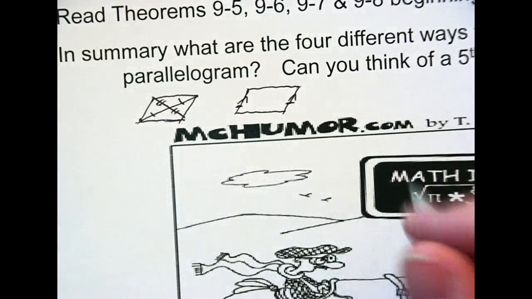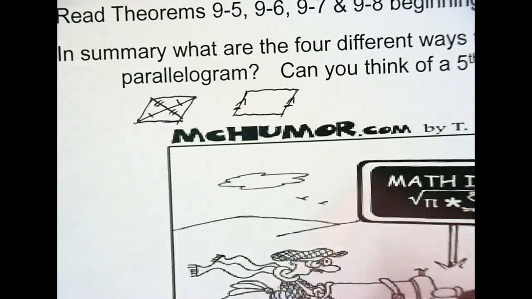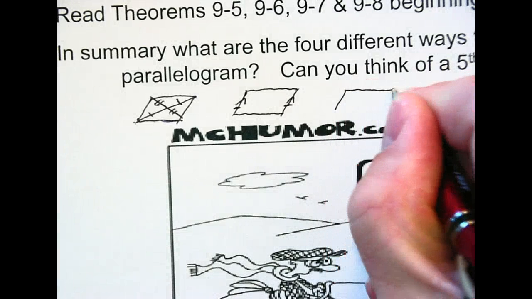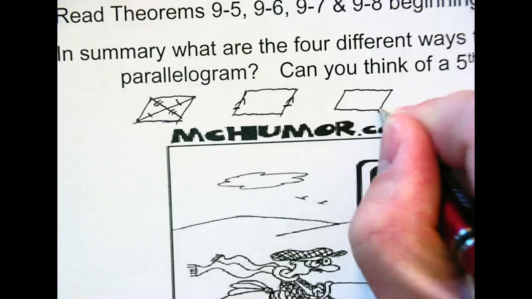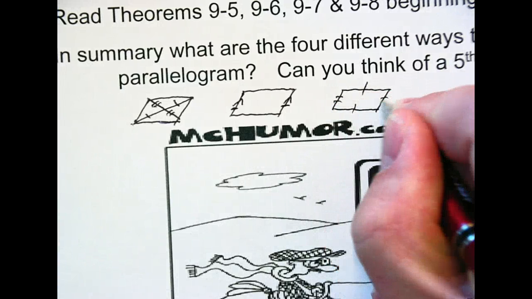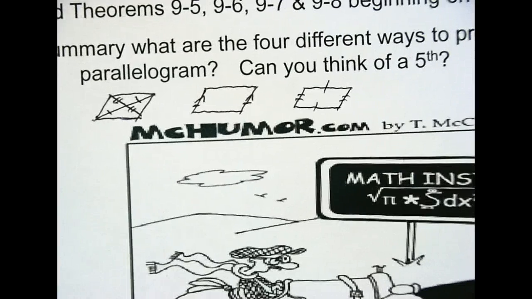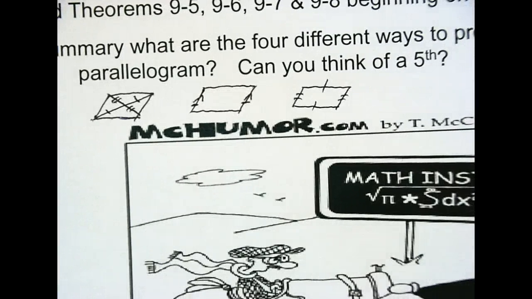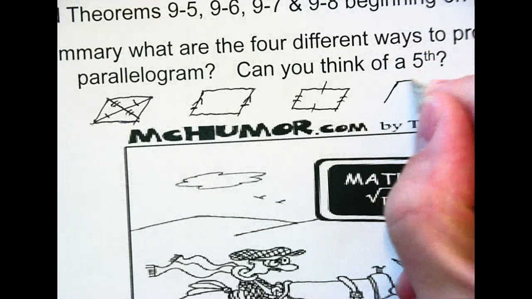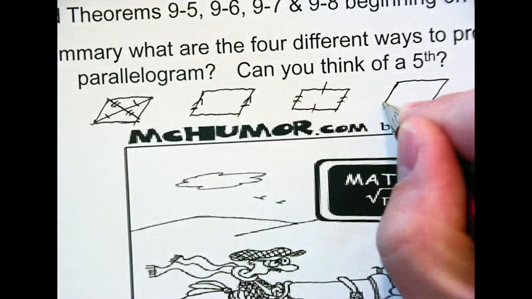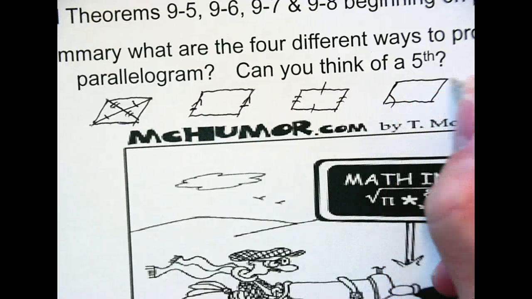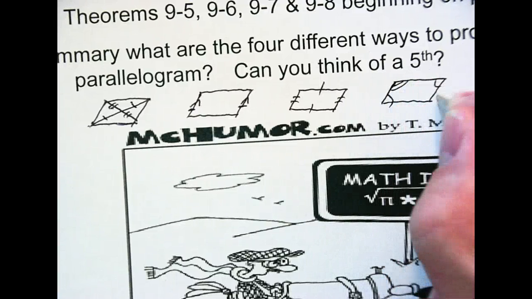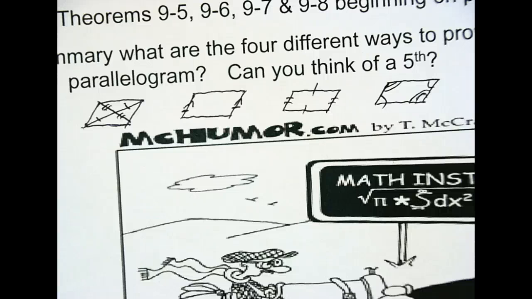All right, 9.7: if both pairs of opposite sides are congruent. Okay, this was a converse, yes, from yesterday. And if both pairs of opposite angles are congruent, then it's a parallelogram. All right, so those are 4.